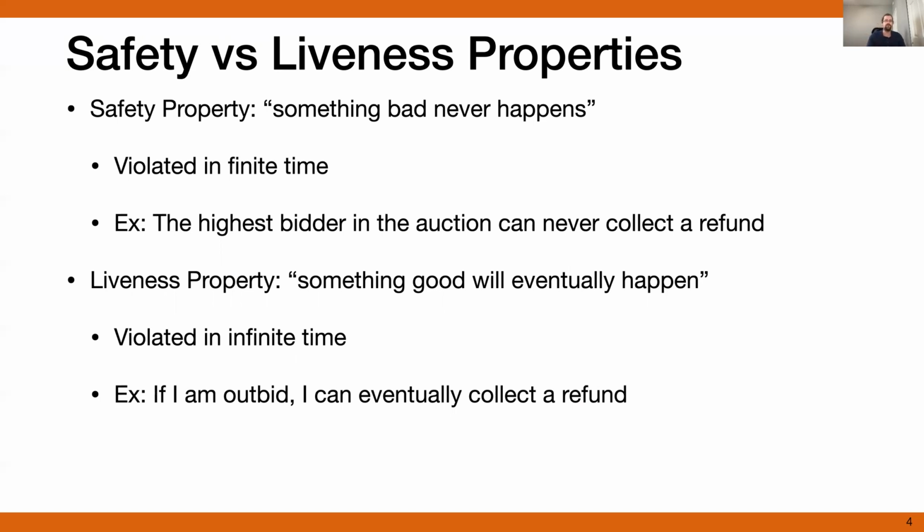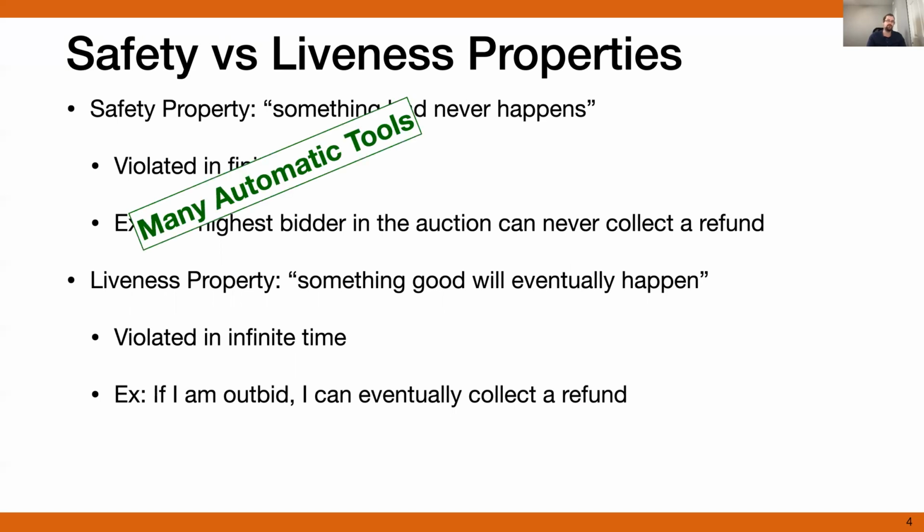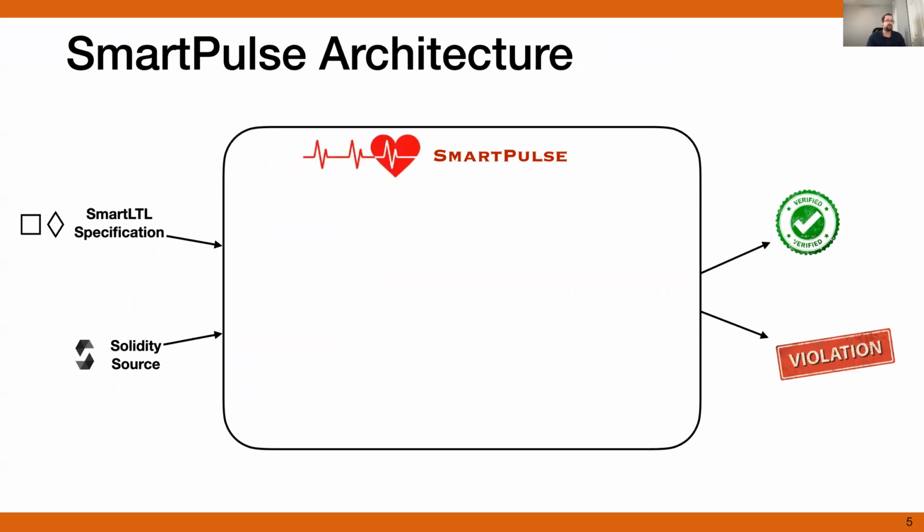And so the problem that we run into is there are many automatic tools to check safety properties in smart contracts, but no automatic tools to check liveness properties in smart contracts. This is where SmartPulse comes in.